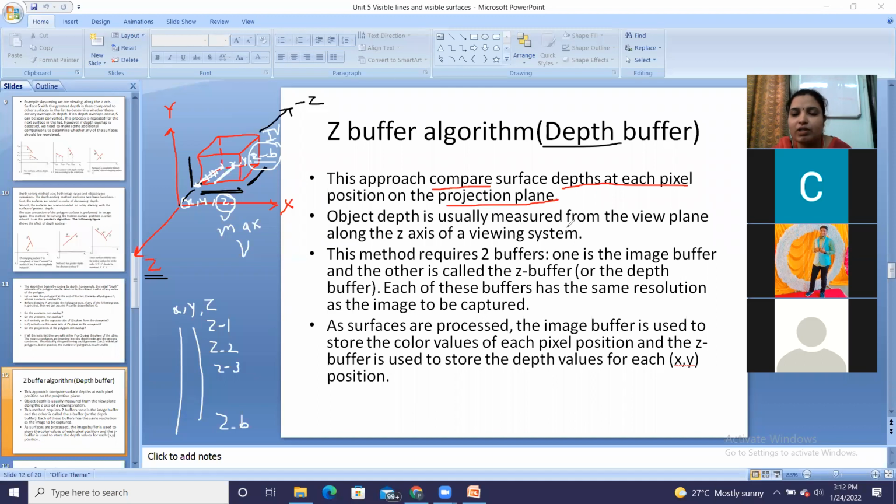So the depth is usually measured from the view plane along the z axis of a viewing system. So बाकीचे पॉइंट्स x and y मी कन्सिडरच नाही करत आहे, मी फक्त काय करतेय, x y फिक्स ठेवल्यानंतर z ची व्हॅल्यू मॅक्सिमम ज्या पॉइंटची मिळेल that point is visible. x आणि y फिक्स ठेवल्यानंतर z ची व्हॅल्यू जिथे मॅक्सिमम मिळतीये तो पॉइंट माझा विजिबल होऊन जाईल. बाकी सगळे पॉइंट्स they will be hidden in nature. Okay, so this method requires two buffers.